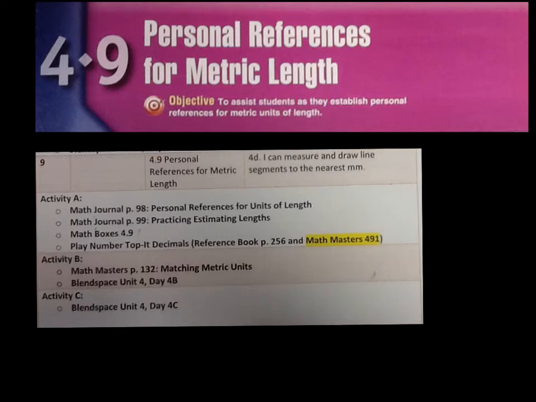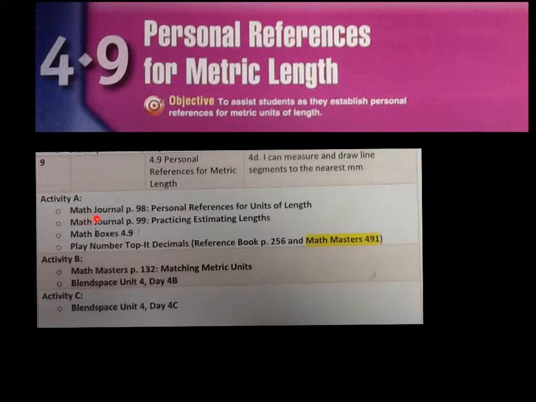Good morning, fourth graders. Today we're going to take a look at lesson 4.9, Personal References for Metric Length. The goal in this is to assist you as you establish a personal reference for the metric units of length. By now your goals should be filled out, and here's our learning journey portion for today.